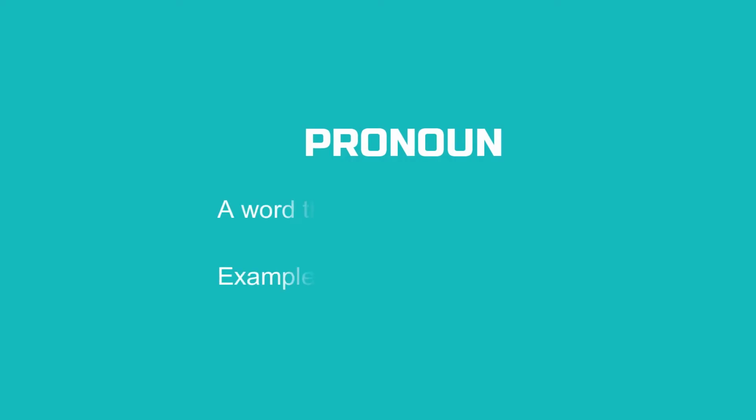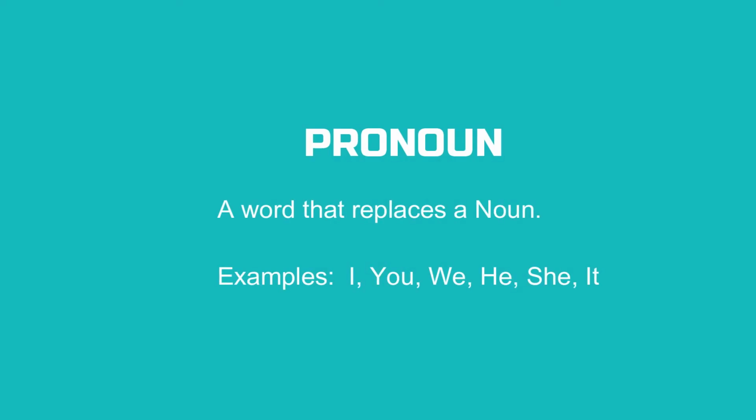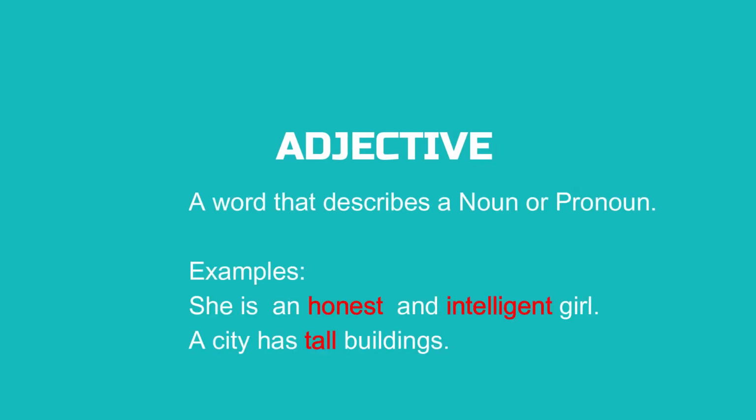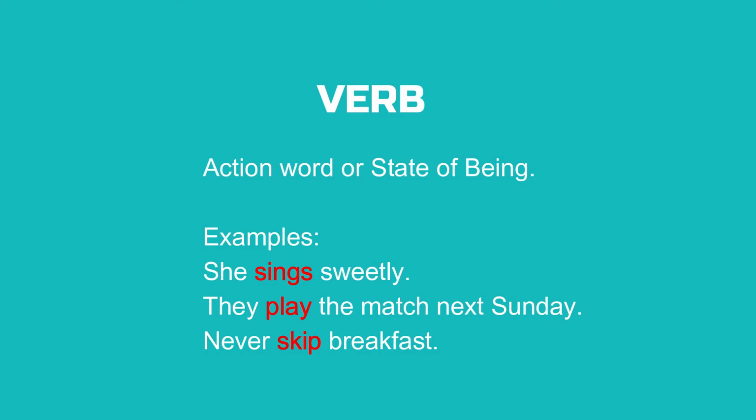Second is pronoun. Pronoun is a word that replaces a noun. Example: I, you, we, he, she, it. Adjective describes a noun or pronoun. Example: honest, intelligent, tall. Verb. Verb is an action word or state of being. Example: sing, play, skip.